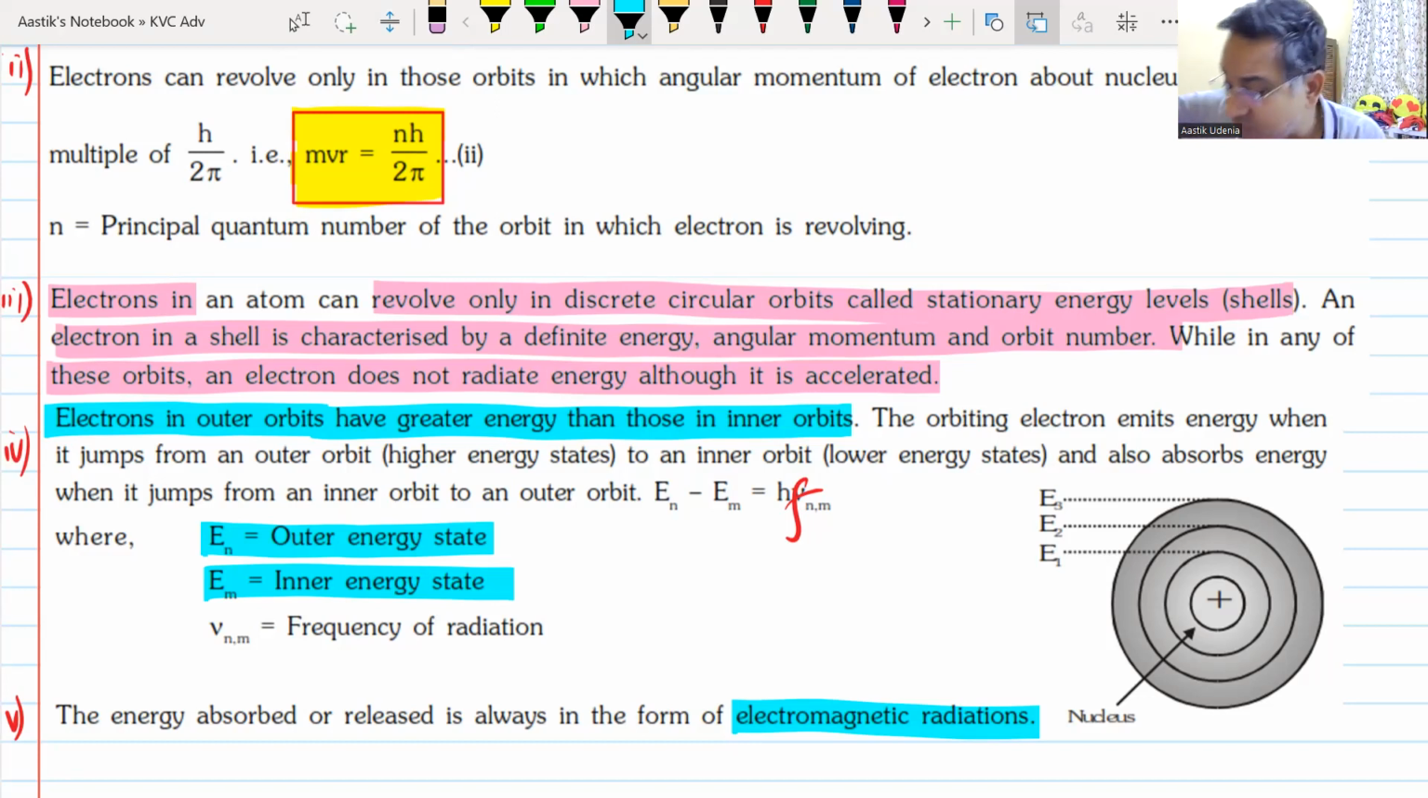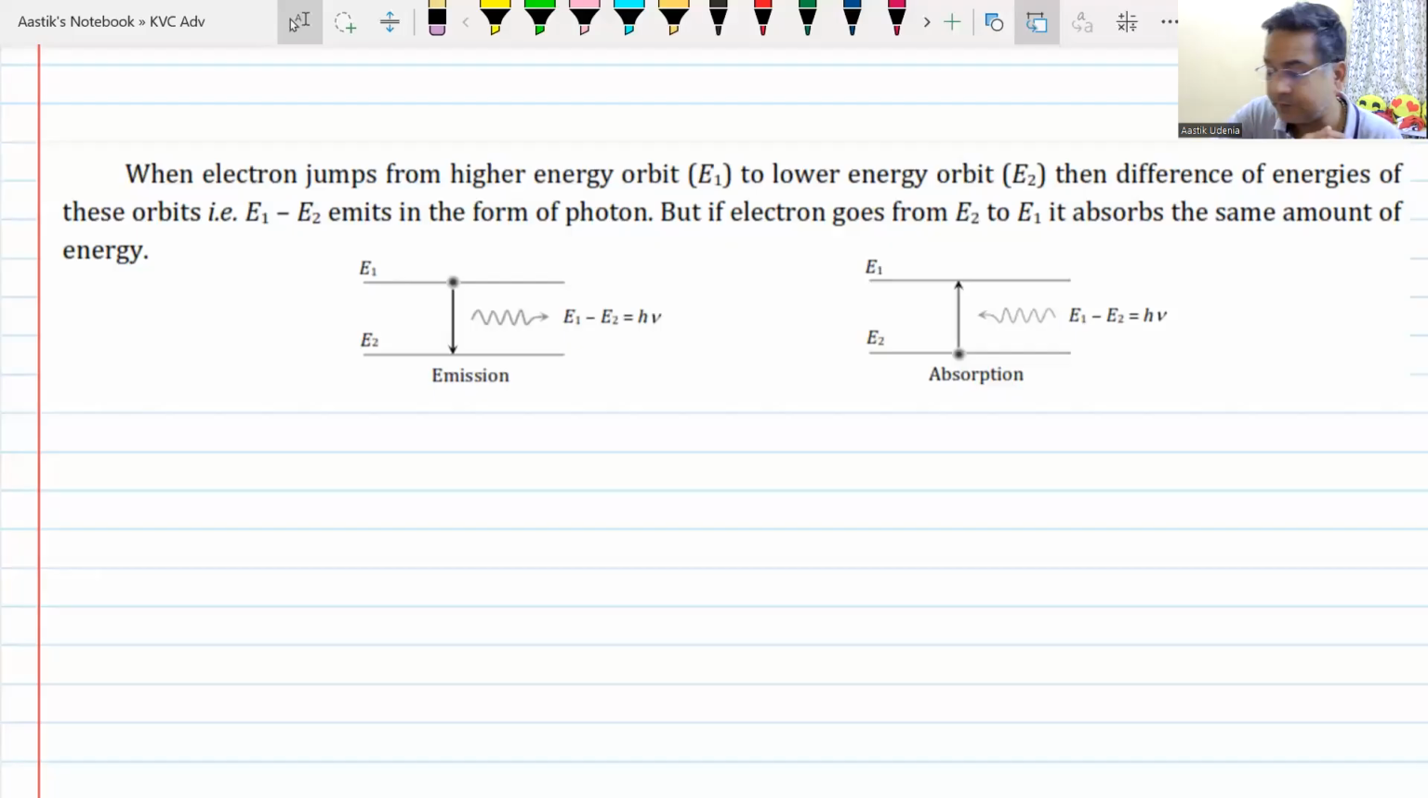I'll give you 2 minutes to note this down. I hope all of you know this. Yes or no? Yes. Now remember, the outer orbits have more energy, inner orbits have less energy.